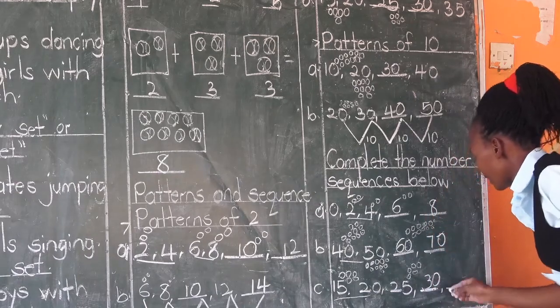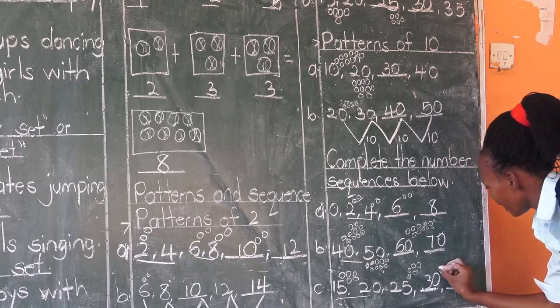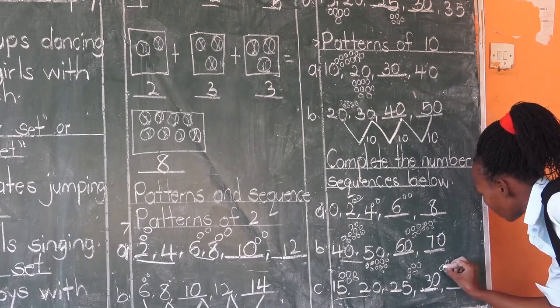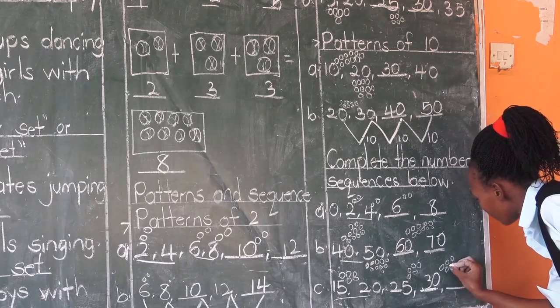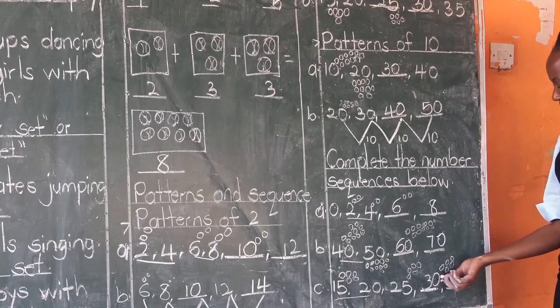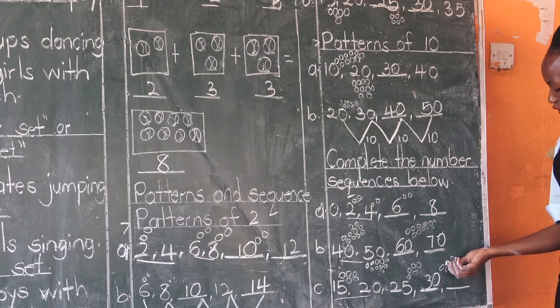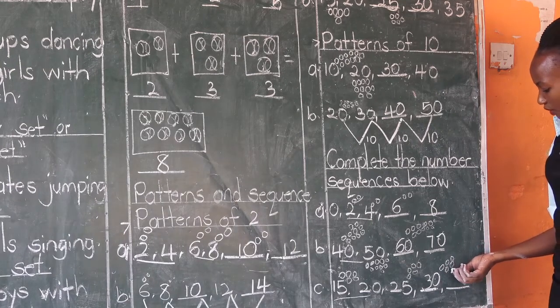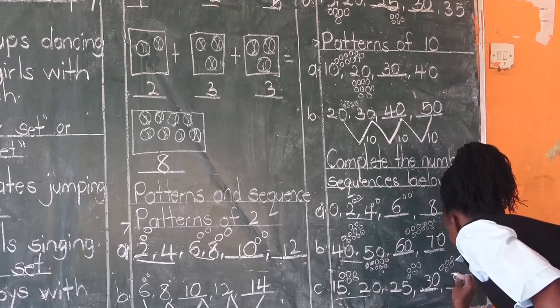Even here on 30, you're going to add 5 to find the next number. 1, 2, 3, 4, 5. Now this is 30 in our head. 31, 32, 33, 34, and 35.